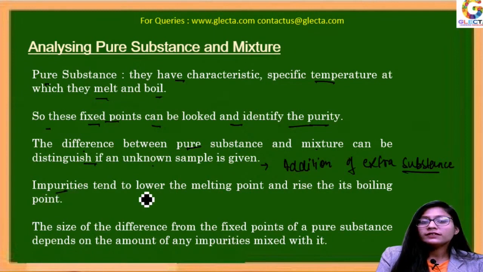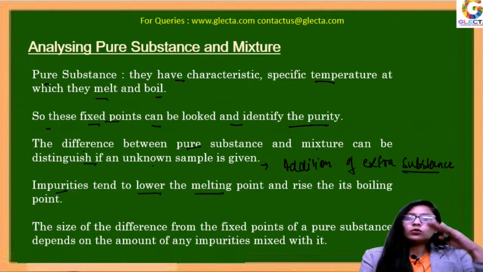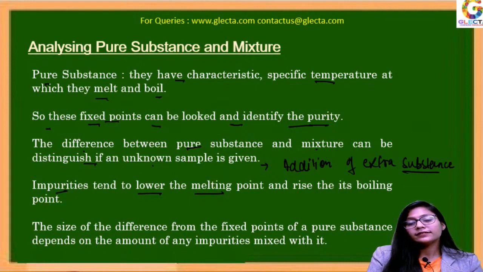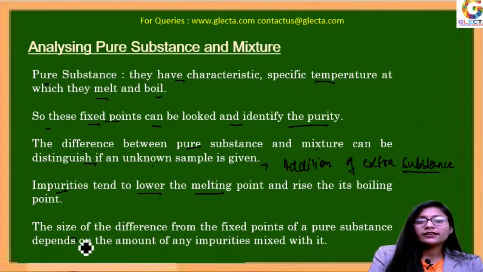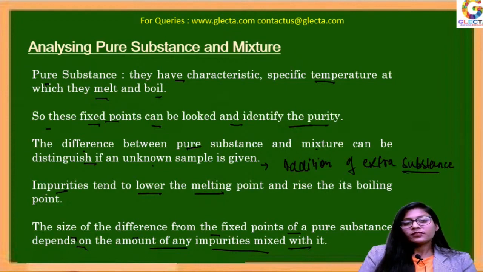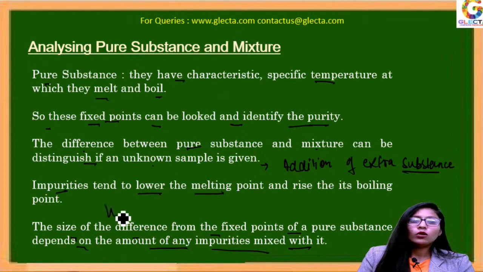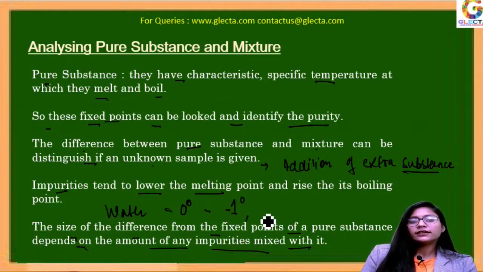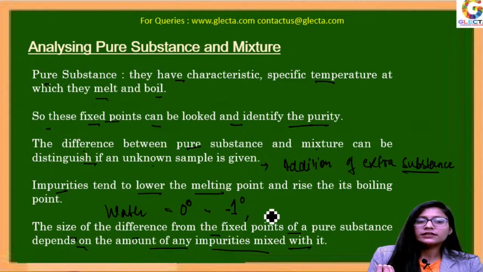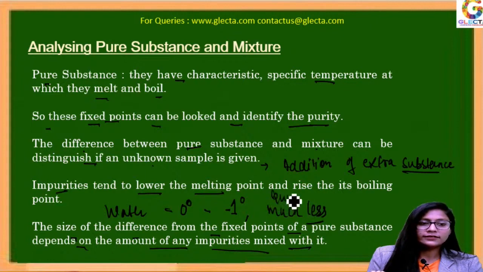Impurities will always alter the fixed points. They always lower the melting point, whereas they raise the boiling point. The size of the difference from the fixed point of a pure substance depends on the amount of impurity mixed with it. For example, if water at 0 degrees is the pure case, but I find the melting point is -1 degree, I can say that the impurities in the water are quite less.